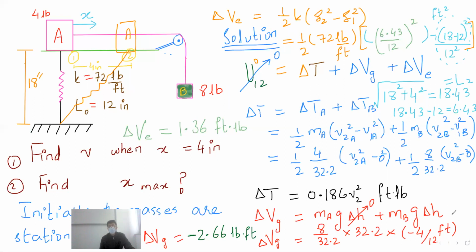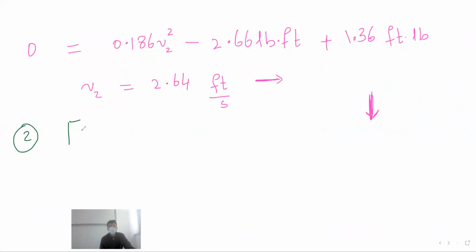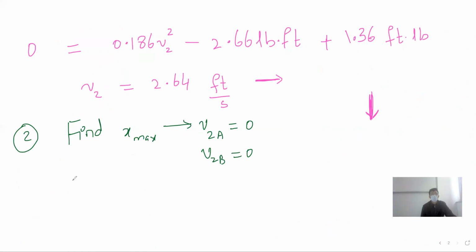So this means if I ask you to find the X max, I'm talking about the fact that V2A equal to 0, V2B equal to 0. So life can't be better for us. All we have to do is just tackle this.